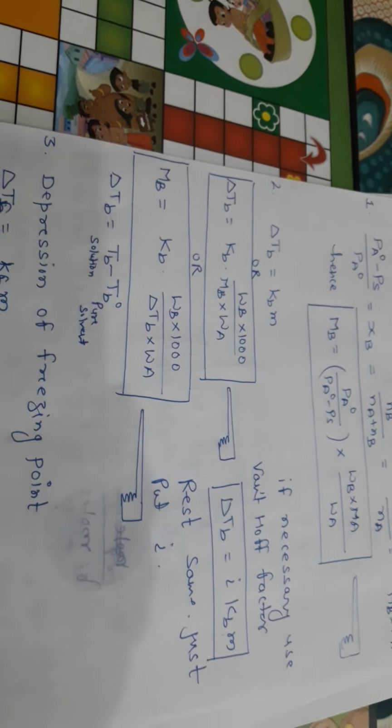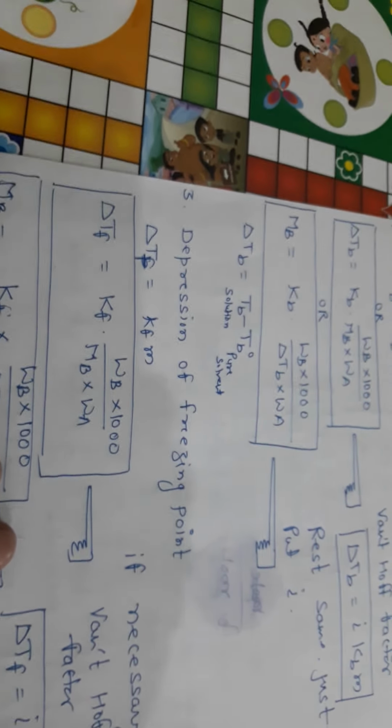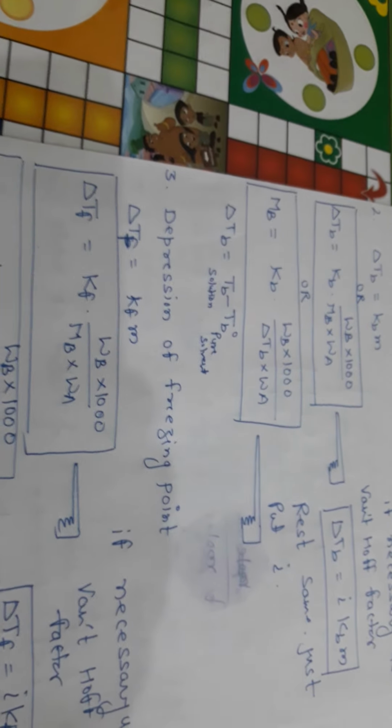Next, depression of freezing point. Depression of freezing point is del Tf. Del Tf is equal to Kf into m. Kf is the cryoscopic constant or the molal depression constant. Again, when we put the value of m, we will get whatever is written over here.